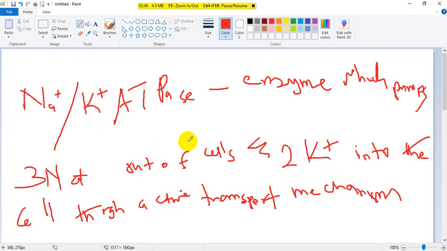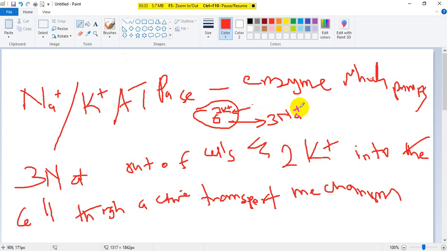Okay, so we have sodium, potassium, ATP. If this is the cell, this is the nucleus, and this is the cytoplasm, then as two potassium ions go inside the cell, three sodium ions come out.